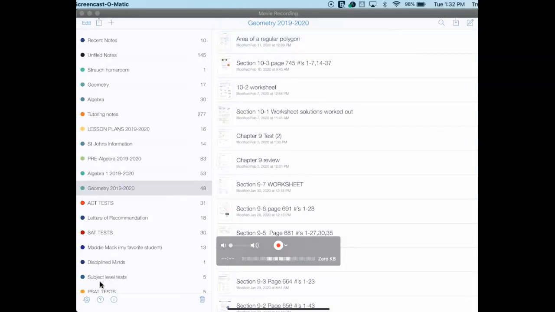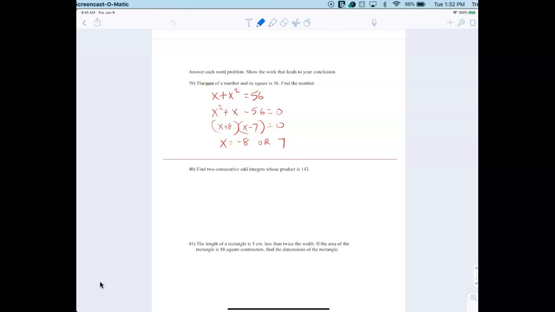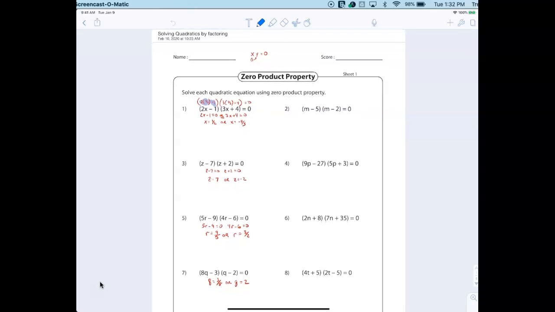All right, so everybody have in their solving quadratics by factoring. Again, we had kind of broke it down into two worksheets.